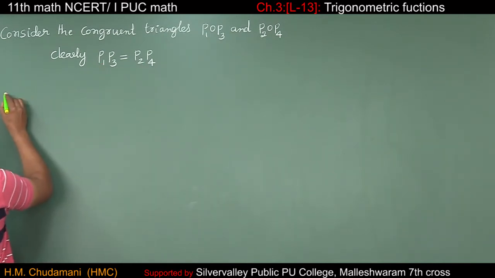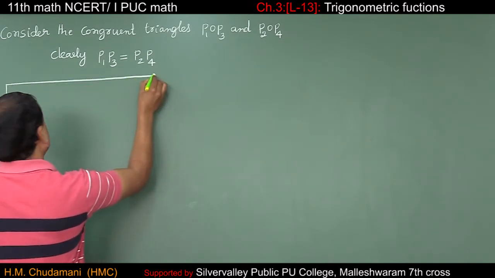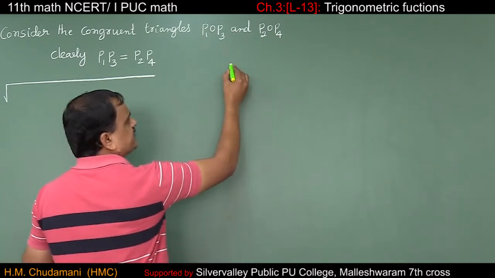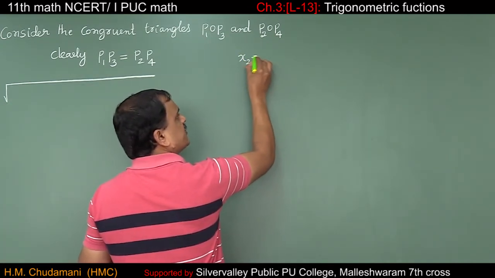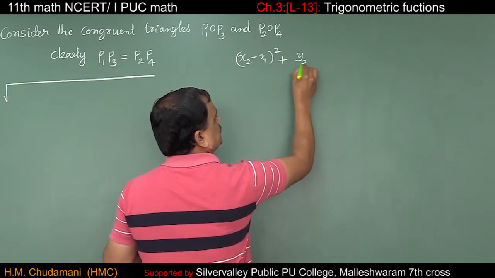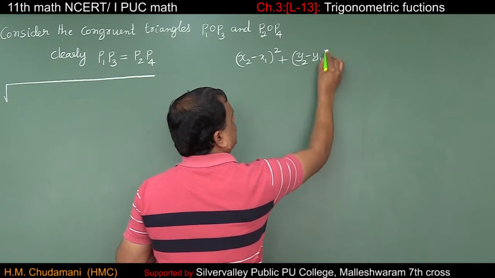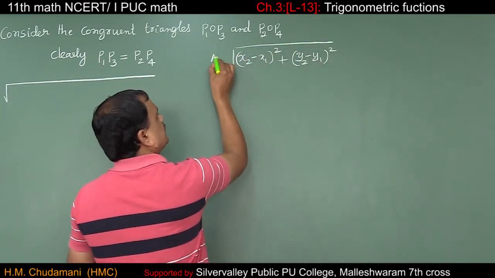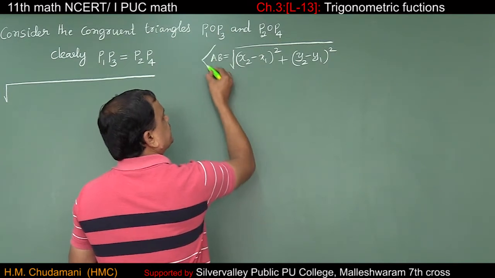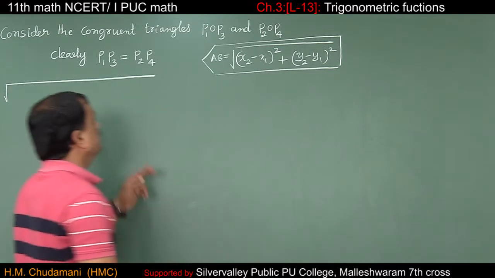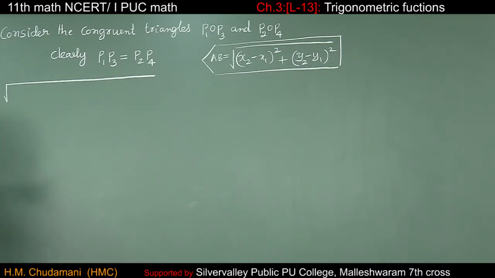Apply the distance formula to get the distance P1 P3. What is the distance formula? We have the distance formula: square root of x2 minus x1 the whole square plus y2 minus y1 the whole square. So this is the distance between 2 points A and B. Correct, so this is the distance formula. I will make use of this distance formula to find P1 P3 and P2 P4.